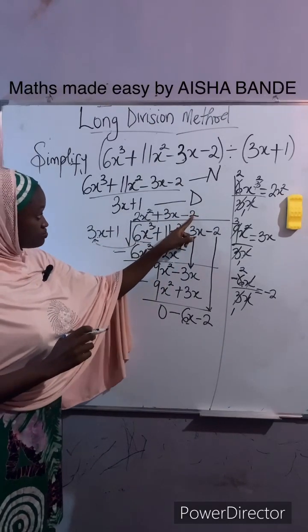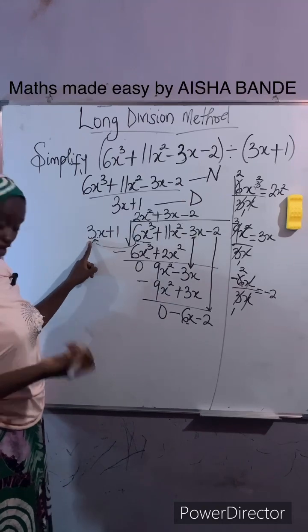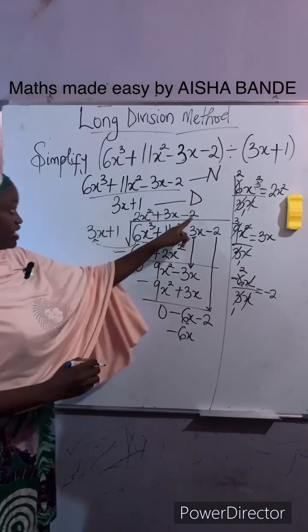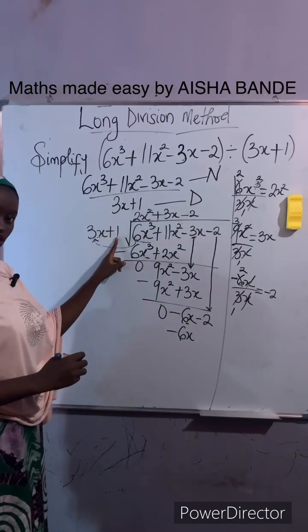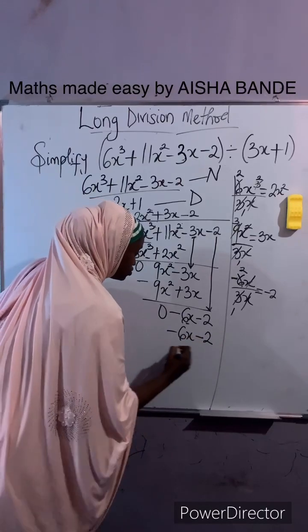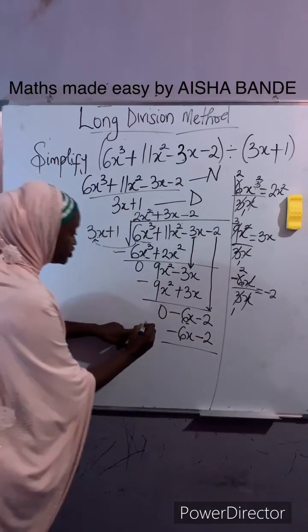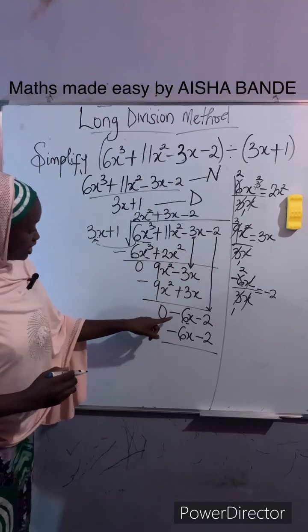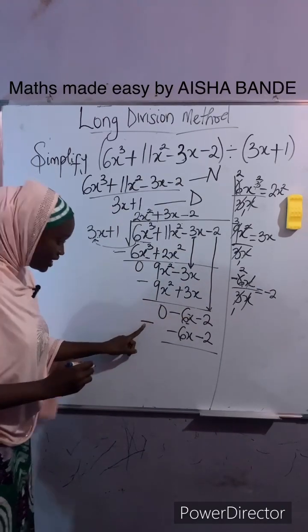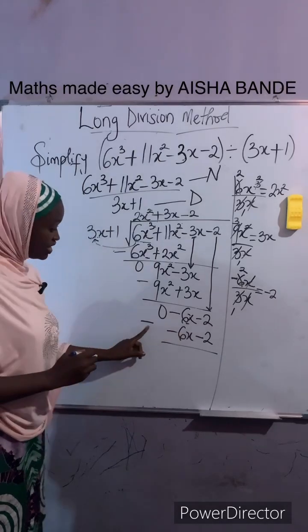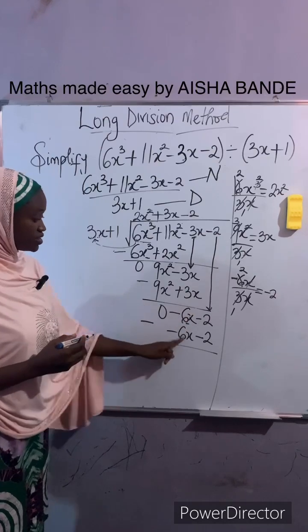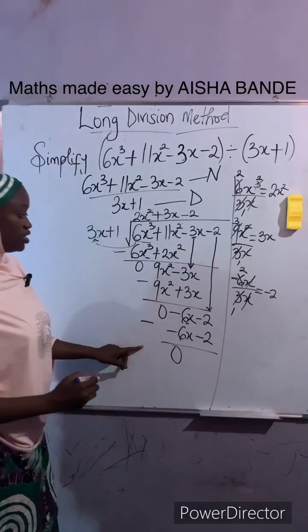Now we take the 2 again, we divide by the 3x. So it's going to be 2 times 3x, which is minus 6x, please. It is minus 2 times 3x because there's a minus sign there. That is minus 6x. And minus 2 times plus 1 is minus 2. So we subtract the two expressions. Minus 6 minus minus 6 means minus 6 plus 6, because minus times minus is plus. So it's going to be minus 6 plus 6, which is 0.